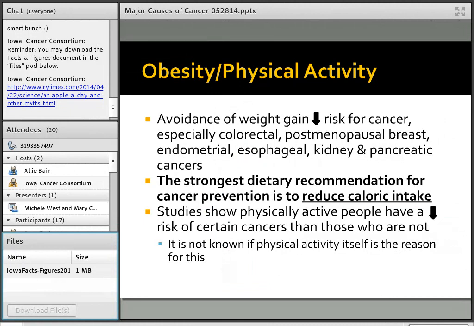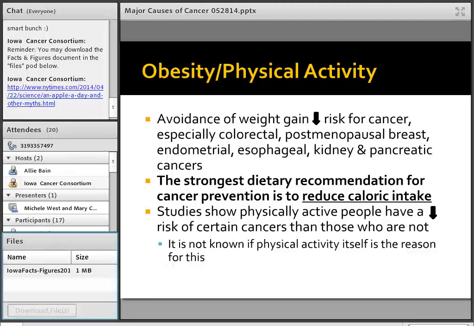But what we do know, with much stronger evidence, is that avoidance of weight gain decreases risk for cancer, especially colorectal, postmenopausal breast, endometrial, esophageal, kidney, and pancreatic cancers. So the strongest dietary recommendation for cancer prevention is to reduce caloric intake. And that's the bottom line: everything in moderation and eat less, basically.